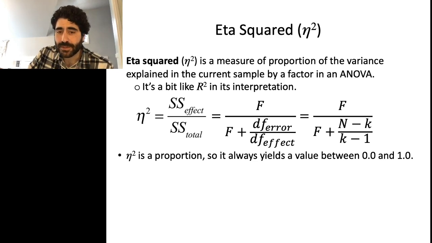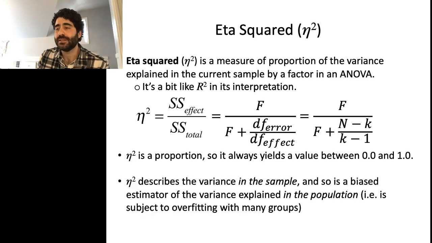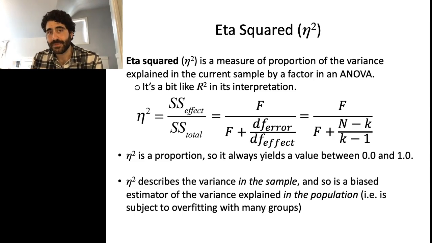Now, one problem with eta squared is that this is describing the variance in the sample. What's happening here is that we're using this data and looking at the mean of each group using this sample. And then we're going back and predicting this same data using these means that we just derived from this data.